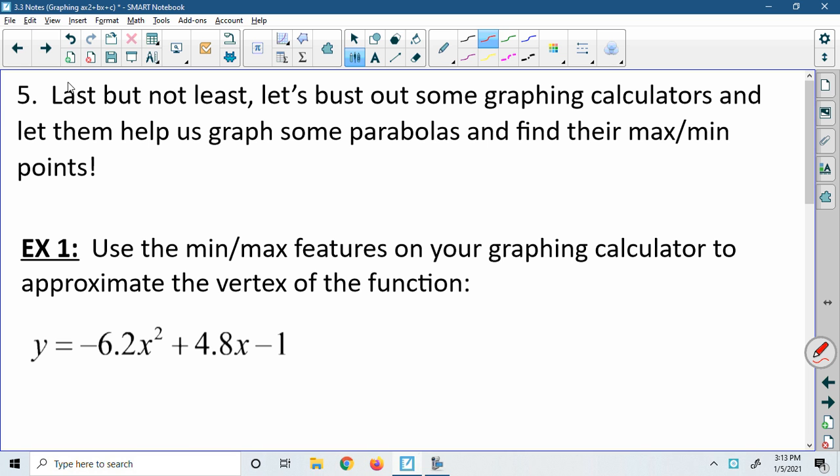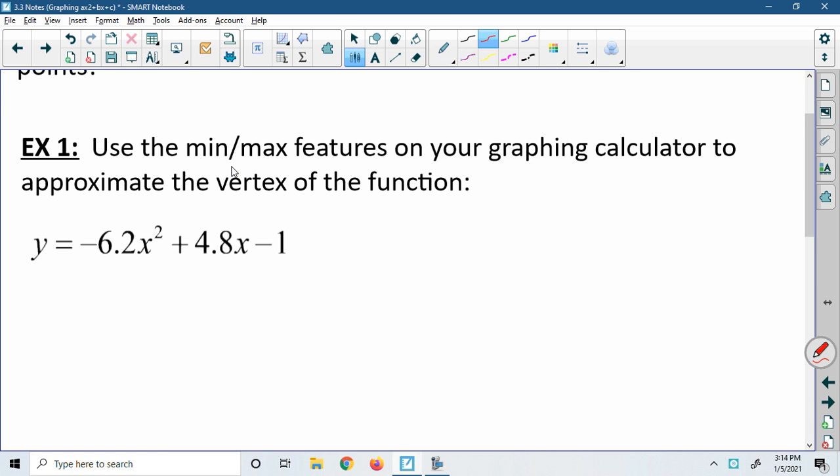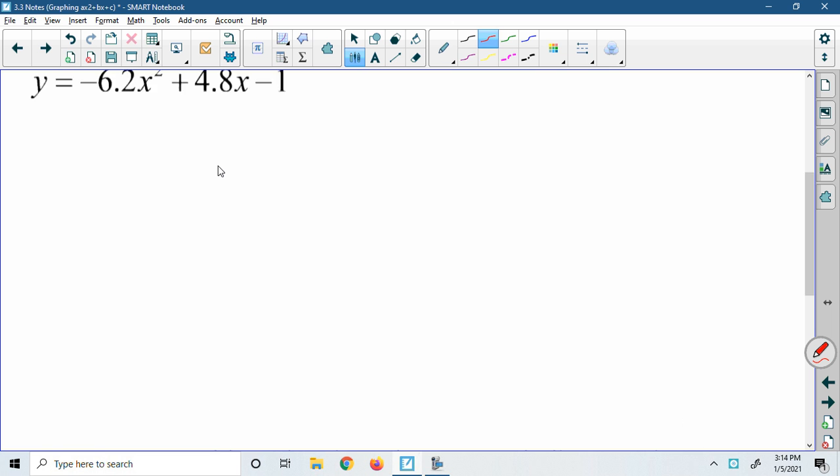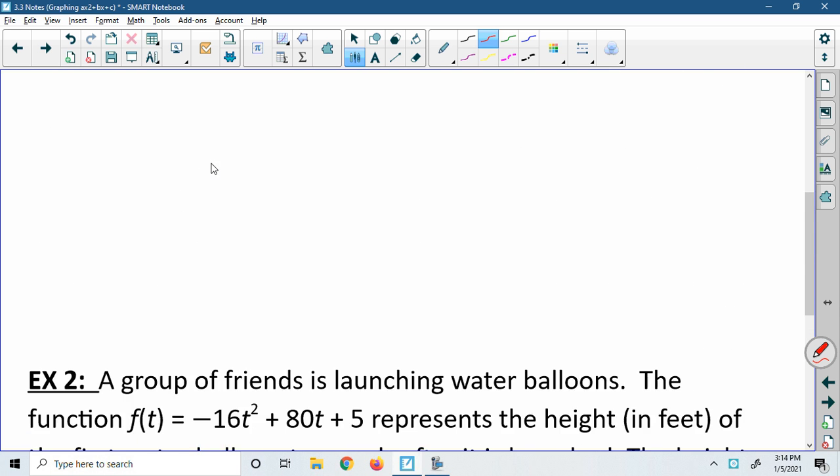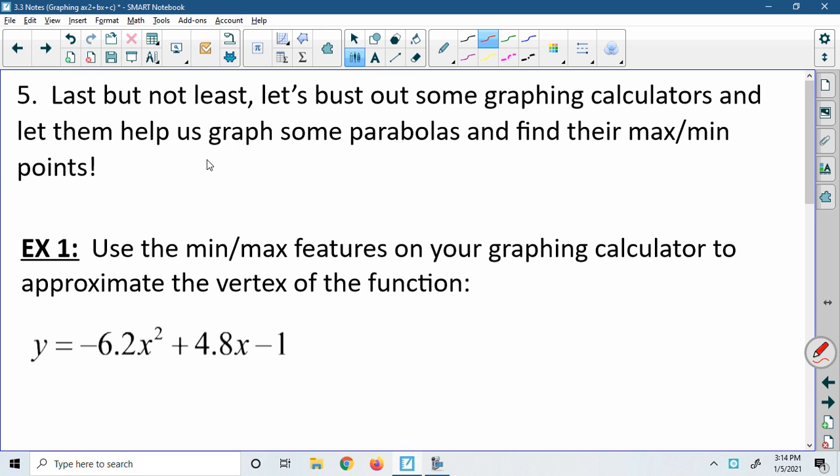Okay, last but not least, in class, we're going to bust out some graphing calculators and let them help us do this. I am actually not going to talk about this a ton on the video. I think I need to be next to you, actually showing you where the different buttons are on the calculator. You might have used a graphing calculator quite a bit already, and you might know how to do this. But just talk to me about it when you get back to class, and we will do it then.